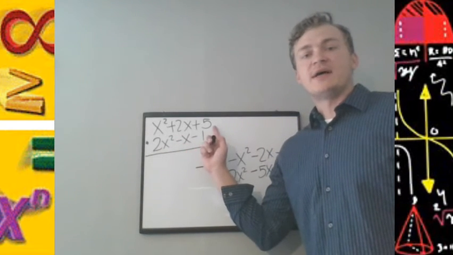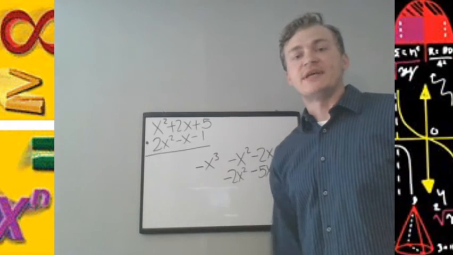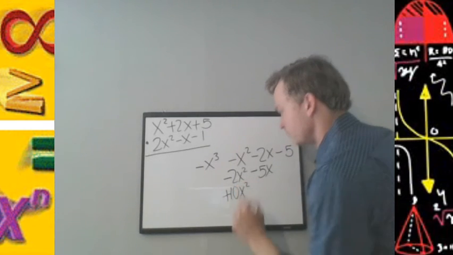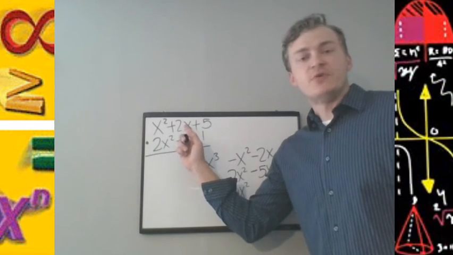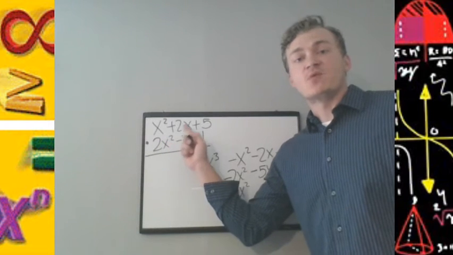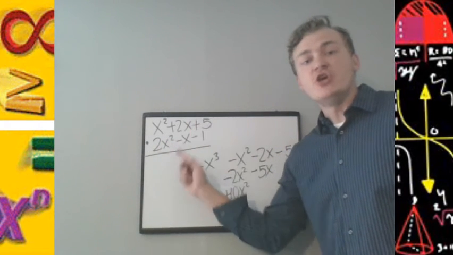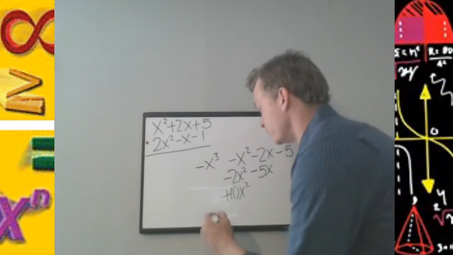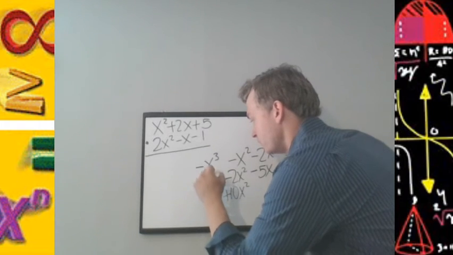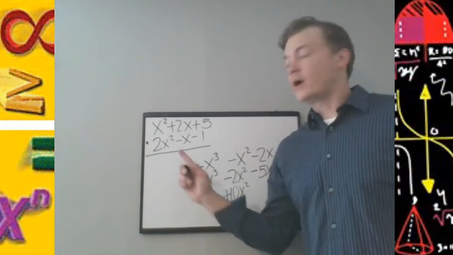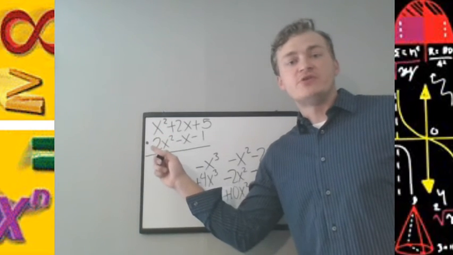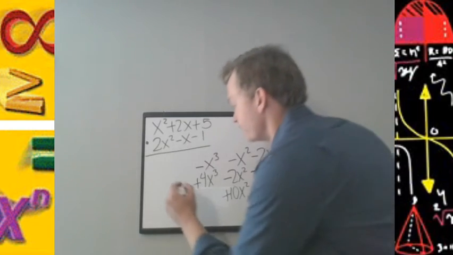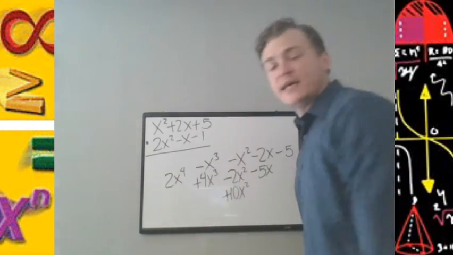Two x squared times positive 5. 5 times 2 is 10, times x squared is 10x squared. 2x squared times 2x. 2 times 2 is 4 times x squared times x. That's 4x cubed, right? X squared times x is x cubed. So we're going to get a 4x cubed. Last product here, 2x squared times x squared. 2x squared times x squared is 2x to the fourth power. Of course, that is positive.